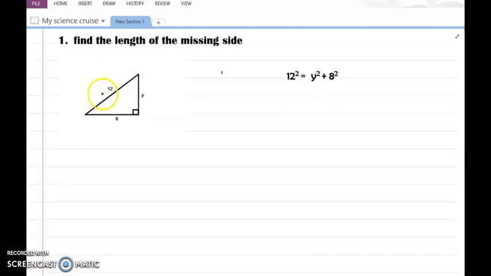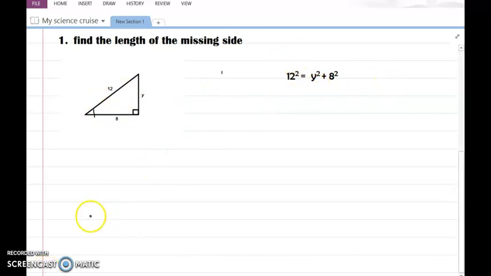On this question, we are given the hypotenuse. Let this be our angle. So we are given the hypotenuse and the adjacent side. You are required to find y, which is the opposite side. So according to the Pythagoras theorem, we'll say 12 squared is equal to y squared plus 8 squared, where 12 squared is 144 and 8 squared is equal to 64.